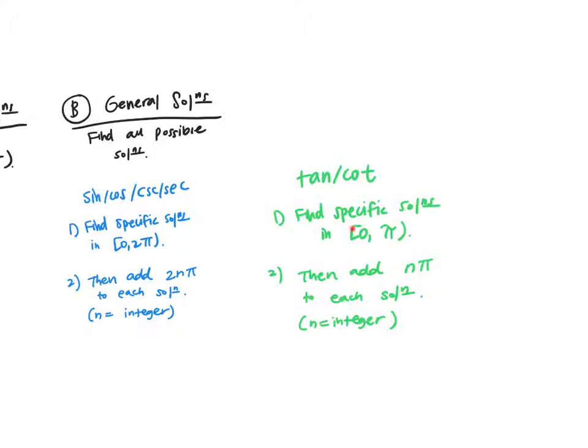So you look for the solutions between 0 and pi, and then to each of your solutions from step 1, you're going to add n pi, again where n is an integer. So that would account for not just the coterminal angles, but all the angles that would give you the same answer in both the positive and negative direction.